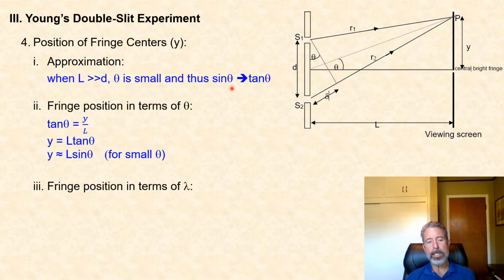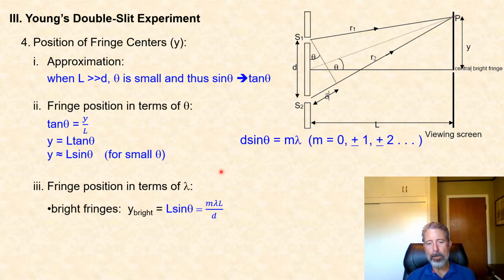So we can also write the fringe position in terms of wavelength, and we can use our interference conditions to do that. For identifying the position of the bright fringes on the viewing screen, which we say is equal to L sine theta, remember that our constructive interference condition that gives us the bright fringes says d sine theta is equal to m lambda. When you solve this equation, sine theta is equal to m lambda over d.